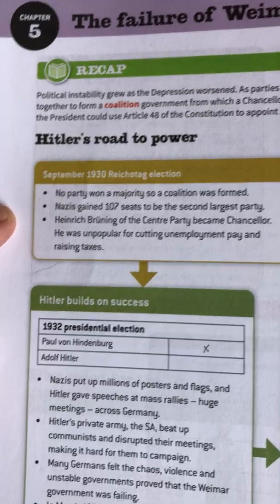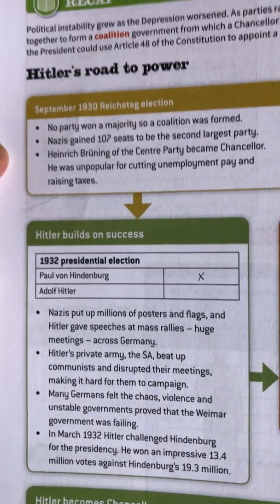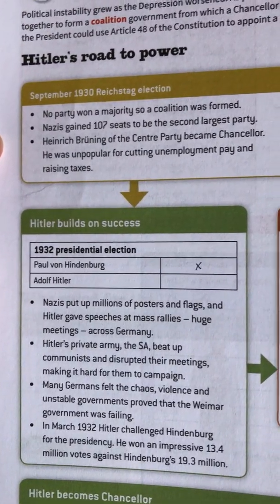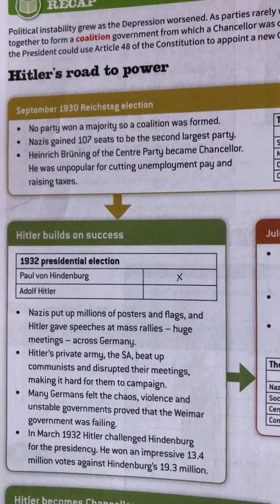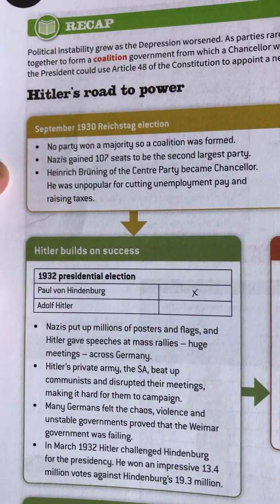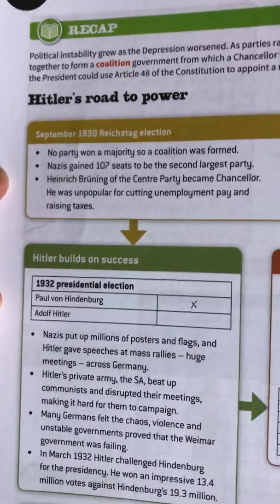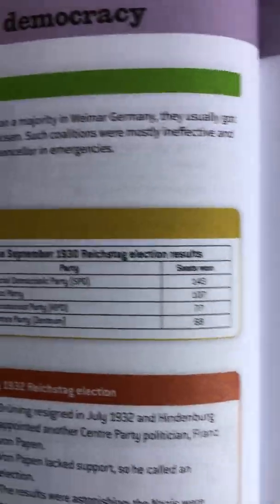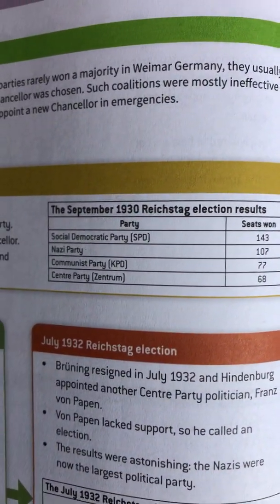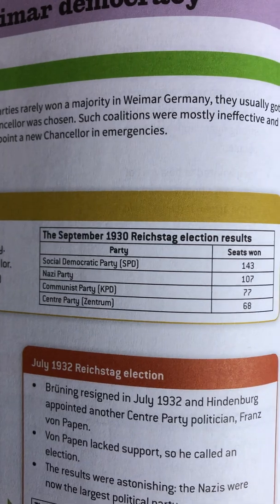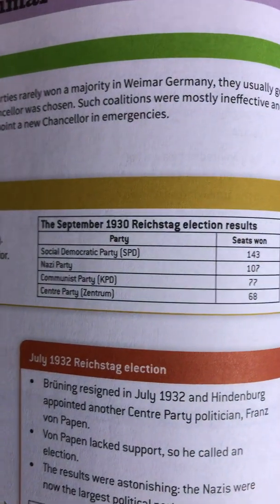In September 1930, no party won a majority, so a coalition is formed, which is typical. The Nazis gained 107 seats, making them the largest party by 1930. Brüning of the Centre Party became Chancellor, but he was unpopular because he cut unemployment pay and taxes began to rise. So we can see here the votes. The Nazi Party is second to the SPD, with the Communists being third. So you can see those extreme parties catching up to those more moderate centre parties.